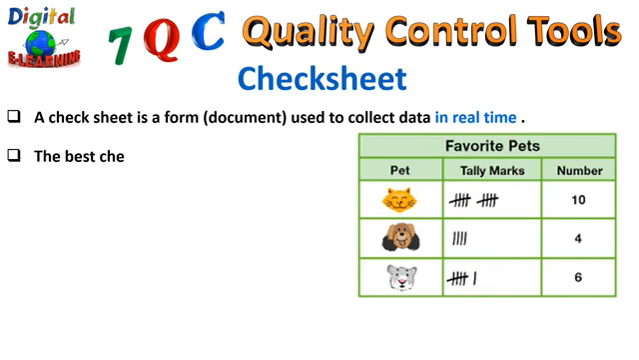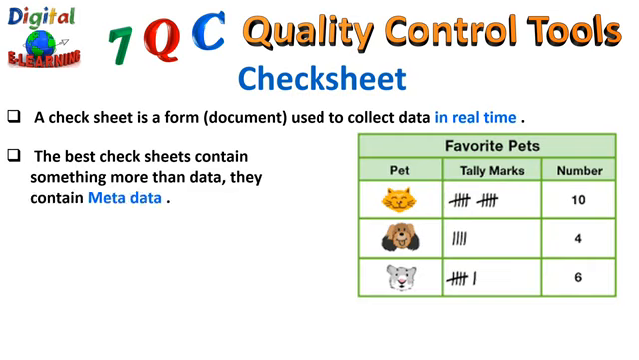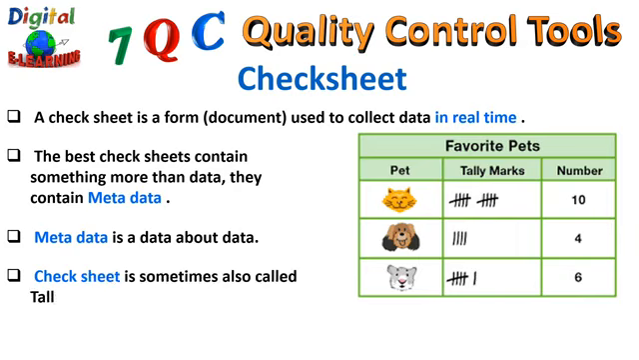The best check sheets contain something more than data, they contain metadata. So what is this metadata? Metadata is data about the data. Like when you collected the data, the date, shift or time the data was collected, and where, like location, equipment number, where all this data collection took place. Without metadata, the actual data can become ambiguous and may lose its integrity. It is also known as a tally sheet.